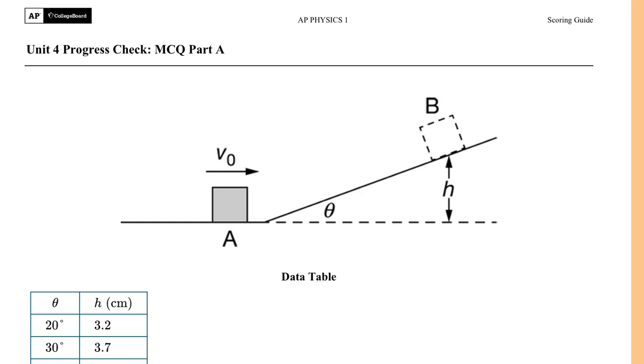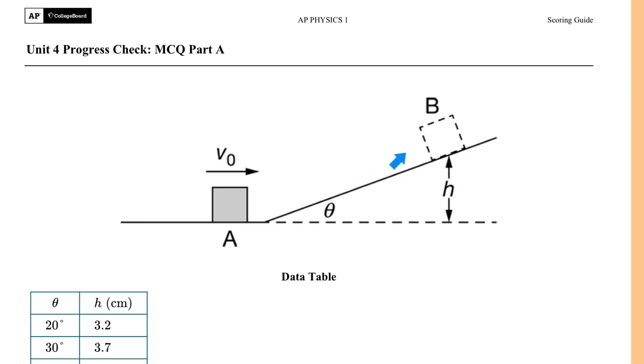All right, we got Unit 4 Progress Check MCQ Part A. Let's go ahead and get into question 1. What you see here is a block on a ramp, and you have a whole paragraph underneath describing what's happening. Essentially, this block is being pushed at an initial velocity that is going to be the same for all trials.